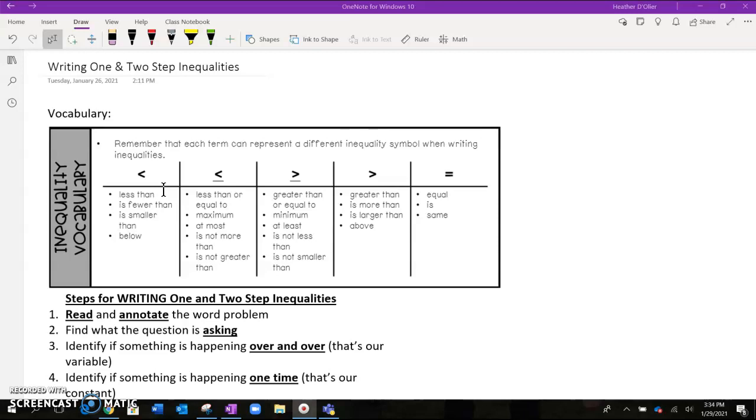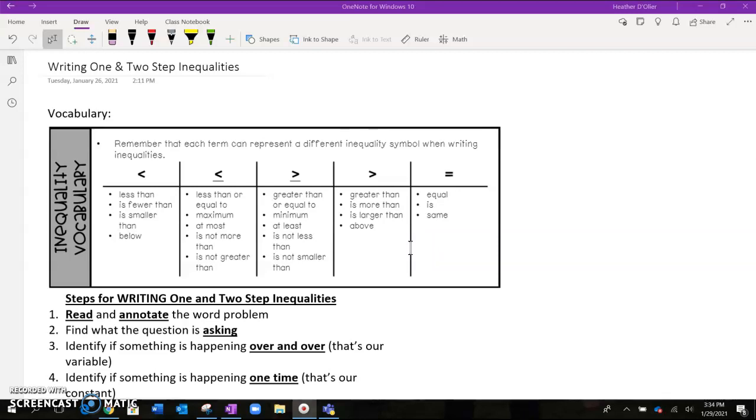Less than or equal to is the name of the symbol and a word or phrase for it. Maximum is another way to say that. At most, is not more than, is not greater than. This symbol, which is the greater than or equal to symbol, words that help with that are minimum, at least, is not less than, is not smaller than. And then our greater than symbol, some of the words can be is more than, is larger than, above.